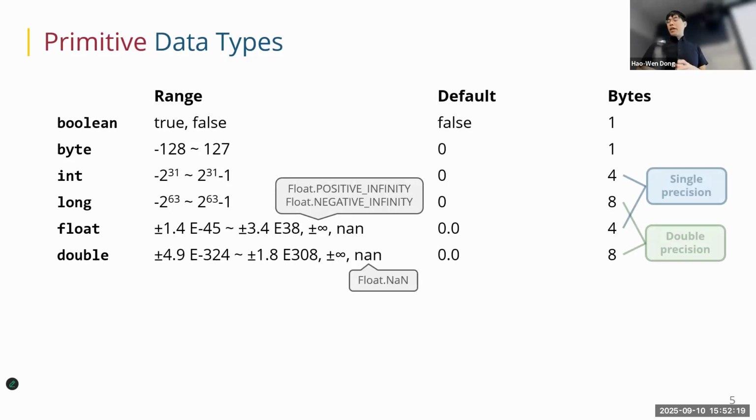And usually we refer to int and float as single precision. Sometimes you will see double precision for long and double, but we won't look into that.